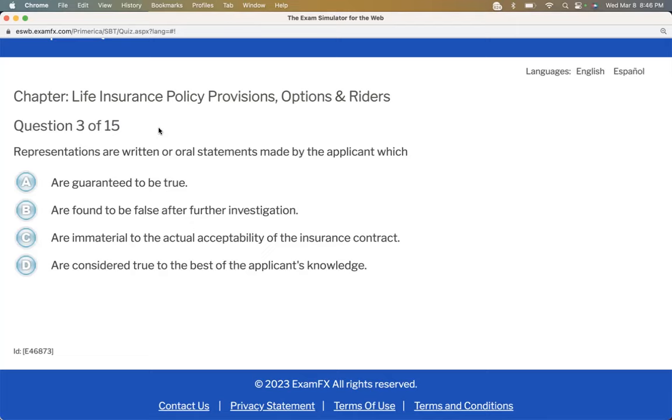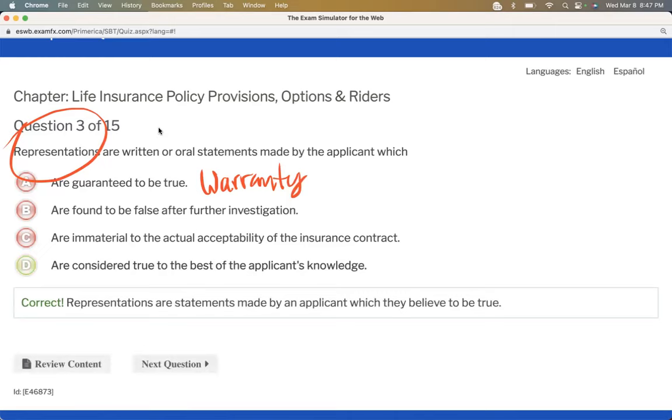Representations are written and oral statements made by the applicant, which... remember this one? It's a vocabulary word. A, guaranteed to be true? Nope, that's warranty. Representation. D? Yes, D. Considered to be true to the best of the applicant's knowledge.